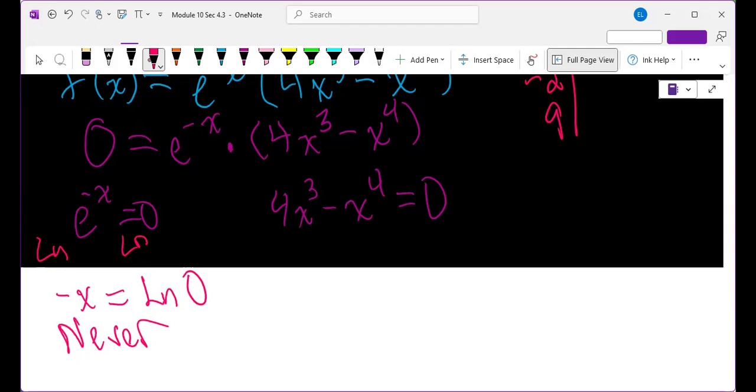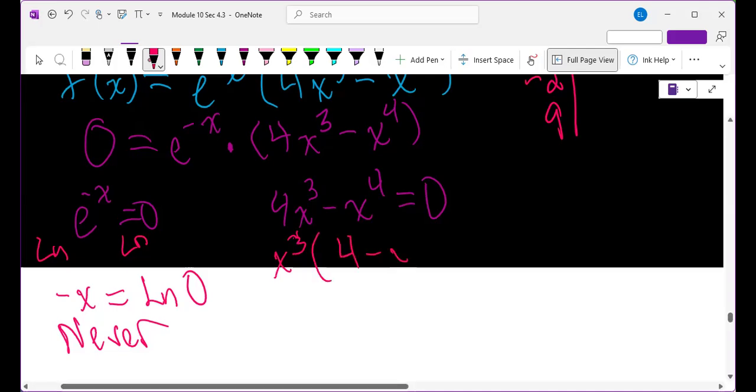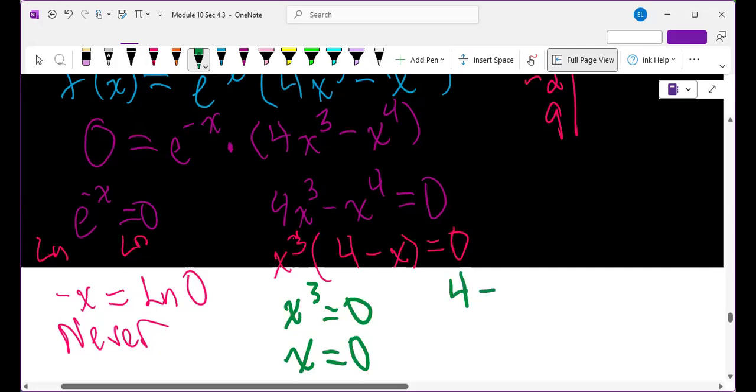So now over here, 4x cubed minus x to the 4th. Well, those got some stuff in common, so I'm going to factor out that x to the 3rd. And that leaves me with 4 minus x equals 0. So now I got two things to solve. x cubed equals 0, which is just going to give me x equals 0. Very normal for that to pop up. And then we have 4 minus x equals 0, so x equals 4. So those are my two critical values that I'm going to add to the list.